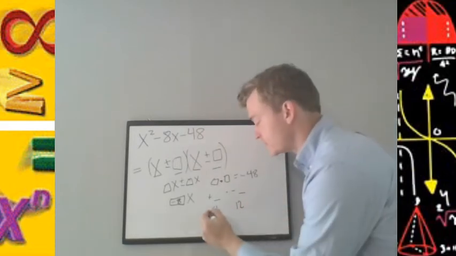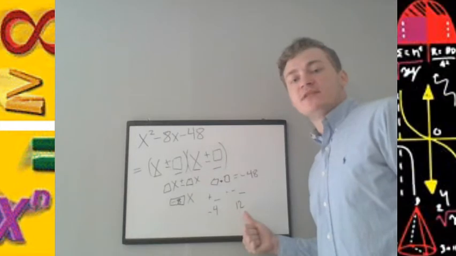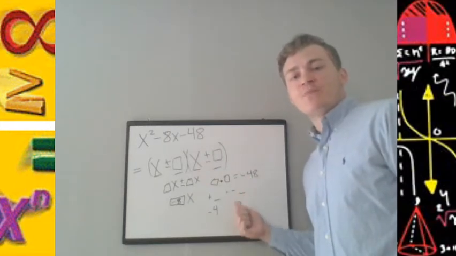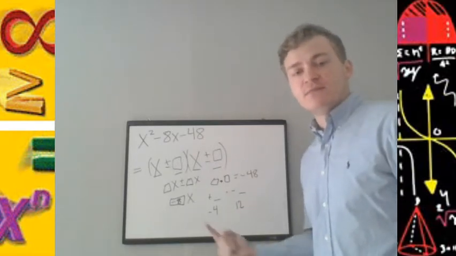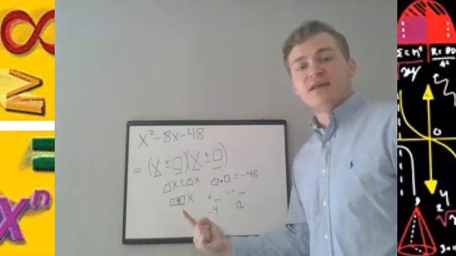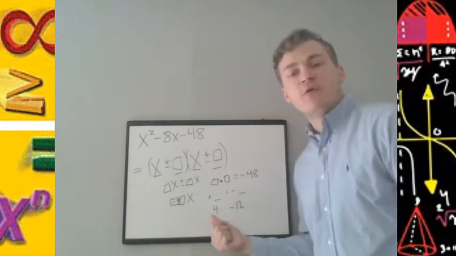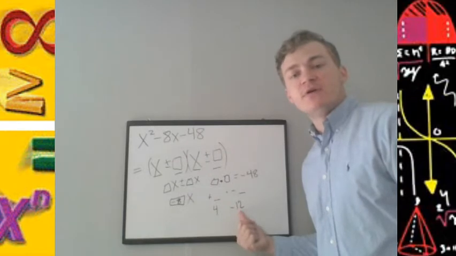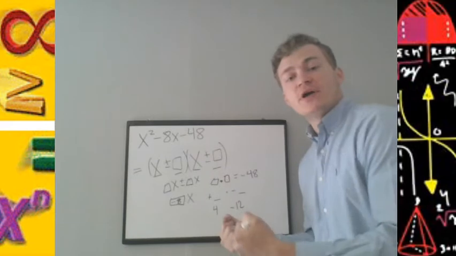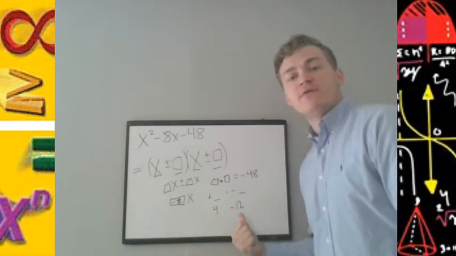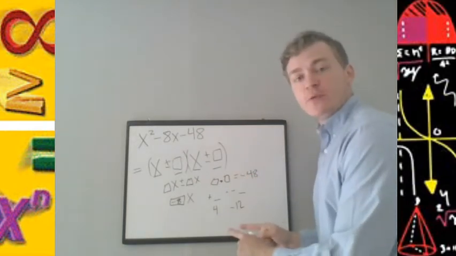Now this is negative, so let's make one of these factors negative. Negative 4 multiplied by positive 12 is negative 48. But when we combine negative 4 and positive 12, we get positive 8. We need the opposite of that. How do we get the opposite? Let's switch the sign. A positive 4 multiplied by negative 12 is negative 48, and a positive 4 combined with a negative 12 is negative 8. So these are the two integers that we want to use.